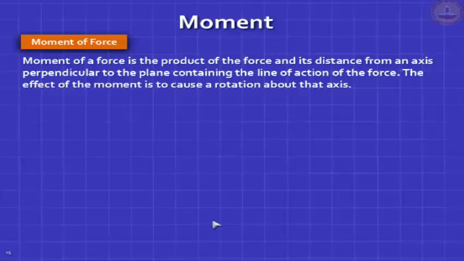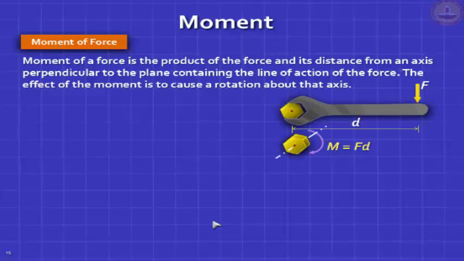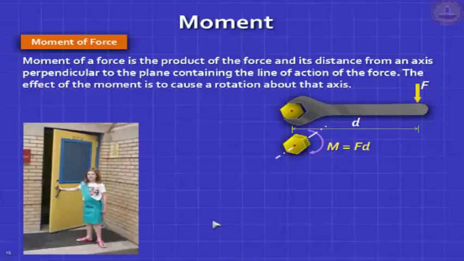F equal to ma has to be now changed to M, capital M, is equal to I alpha, or I omega dot. So, simple example, let's take a wrench like this and you apply a force F. You're actually applying a moment. You're trying to turn a nut with the spanner, so the nut is subject to a moment M equal to Fd. We all know this.